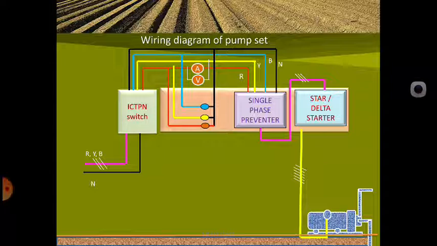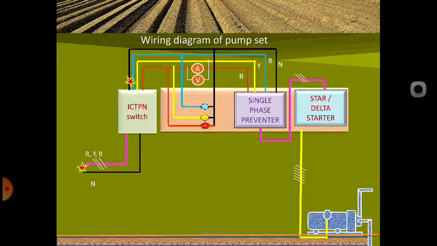Now here are 3 indicating lamps, RYB, in the normal position. When the supply is on and the ICTPN switch is closed, they automatically glow. You can see here the supply is coming in, so RYB input power supply. Then when the energy meter is ready, it will give the supply directly to the ICT triple pole switch, and it is ready to supply here. And once the ICTPN switch is closed, the supply goes to the next section, to the single phase preventer.